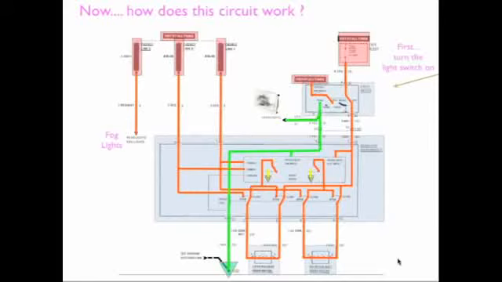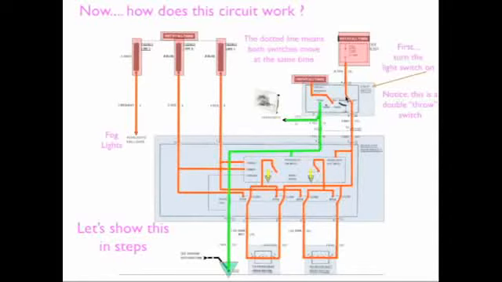So how does this circuit work? Well, first we have to turn the light switch on. Notice that this is a double throw switch. We have 2 points, and the dotted line between them means that both switches are going to move at the same time.